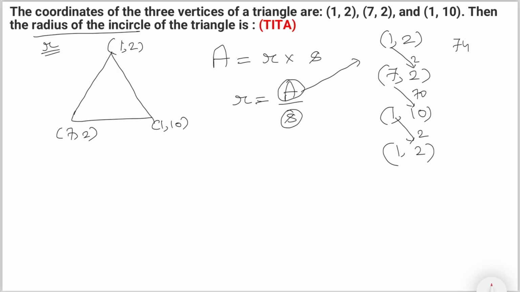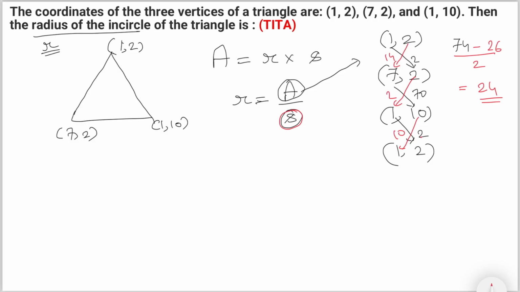And now the next step is 2 7s are 14, 2 1s are 2 and 10 1s are 10. So 14, 2 and 10, this should be basically 26, right? The next step is we take the difference and we divide by 2. So 74 minus 26 shall be 48. 48 by 2 is 24, the area here. The next step is to find the semi-perimeter here.